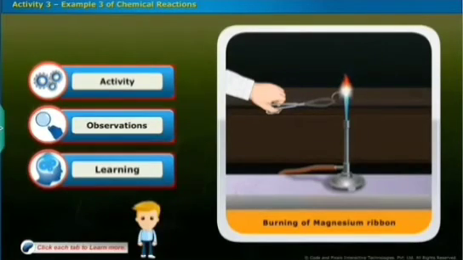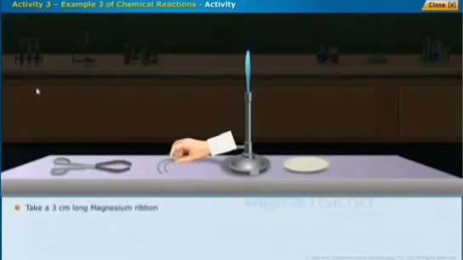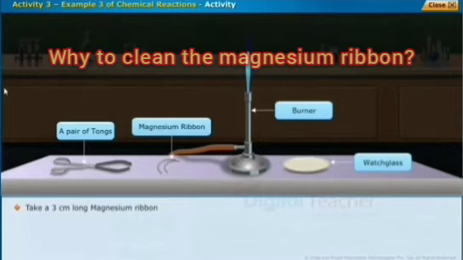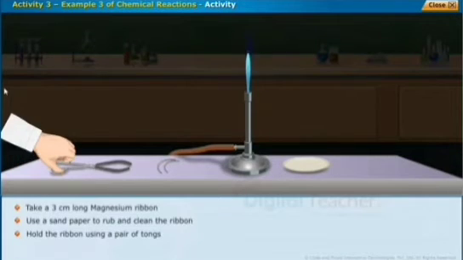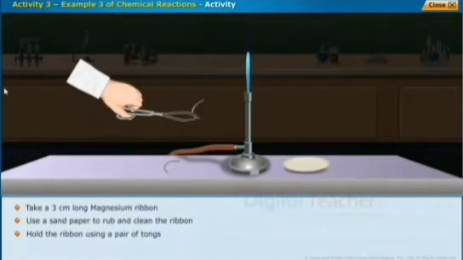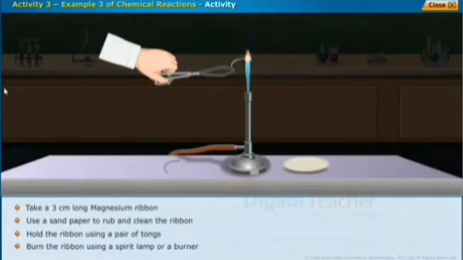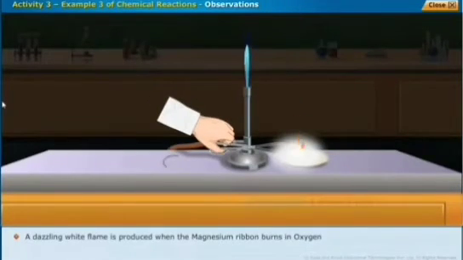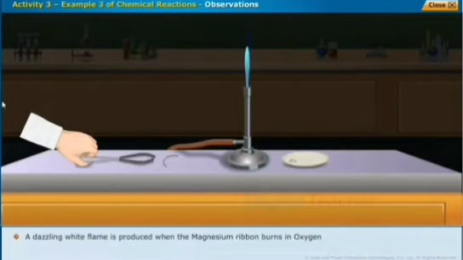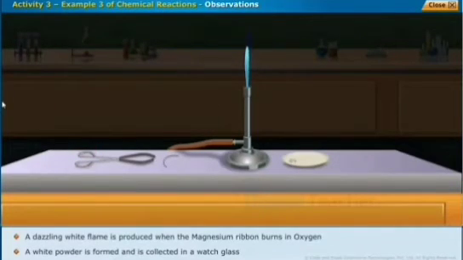Click each tab to learn more. Take a 3 cm long magnesium ribbon. Use a sandpaper to rub and clean the ribbon. Hold the ribbon using a pair of tongs. Burn the ribbon using a spirit lamp or a burner. These practicals are assigned by CBSE, which have to be done in practical notes. A dazzling white flame is produced when the magnesium ribbon burns in oxygen. A white powder is formed and is collected in a watch glass.